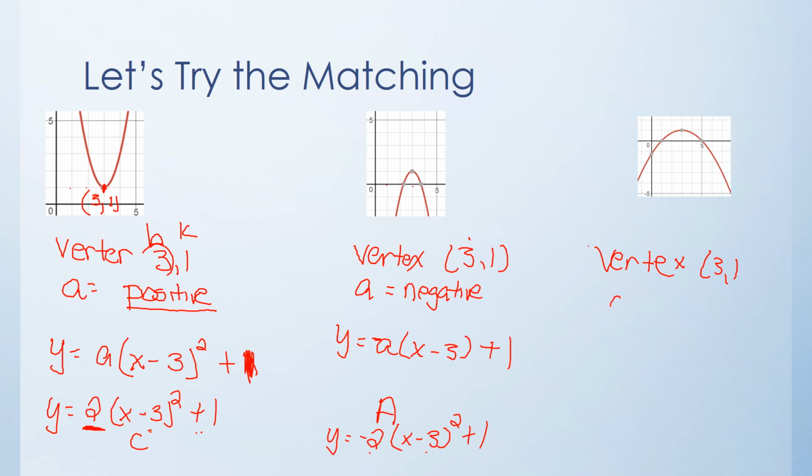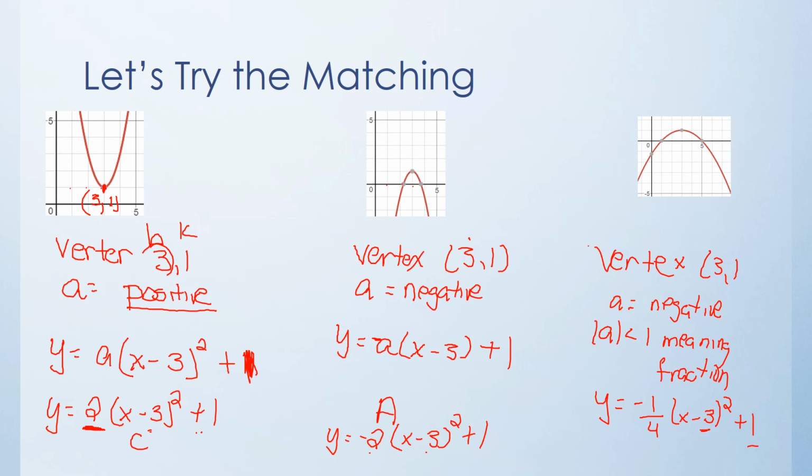I know it's negative. And because this is wider than a normal graph, I'm going to say that the absolute value of A is less than 1, meaning it's a fraction. And we've already said that the only one that meets that criteria is F, because F is negative 1/4 x minus 3 squared plus 1. So this is the vertex. It's negative, means it's going downward. We see it's going downward, and 1/4 tells us it's going to be a little fatter.